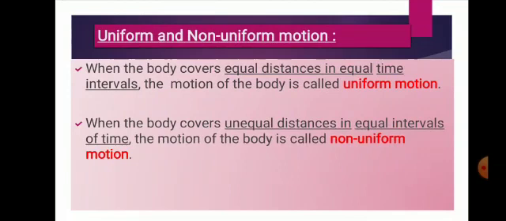See, when a body covers equal distance in equal time intervals, the motion of the body is called uniform motion. For example, if a bus covers a distance of 80 kilometers in 2 hours at a constant speed, then it should cover 20 kilometers every half an hour since this bus is moving uniformly. Means it covers equal distance in equal time intervals.